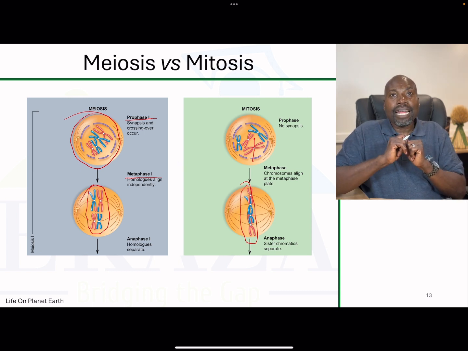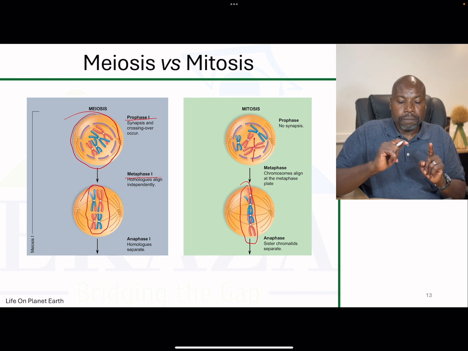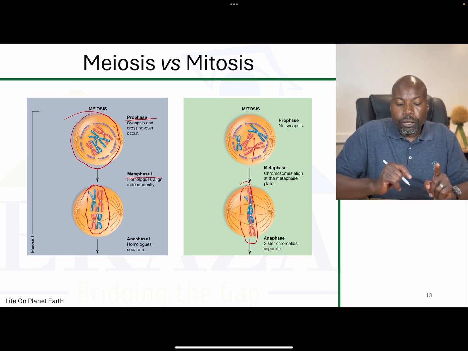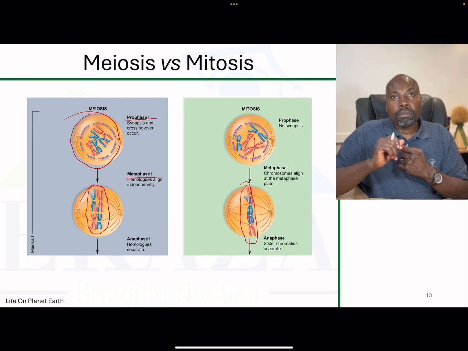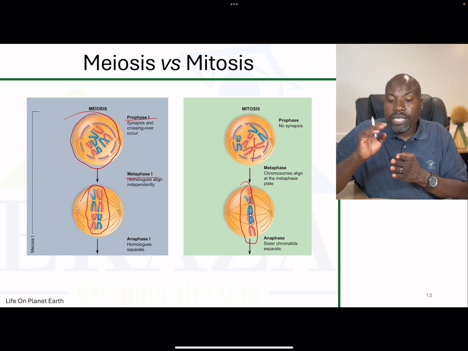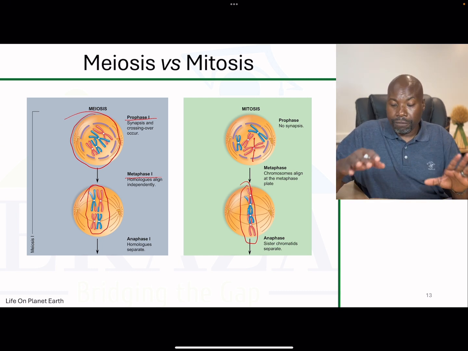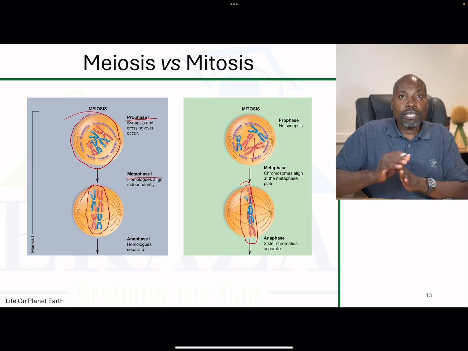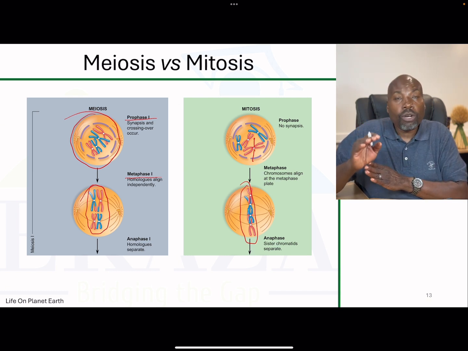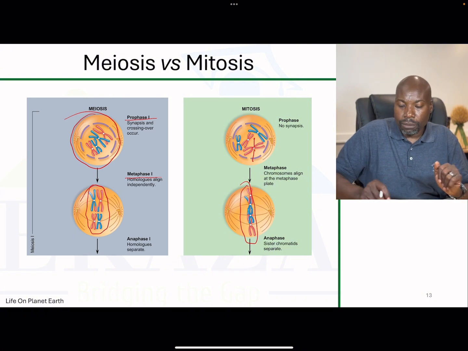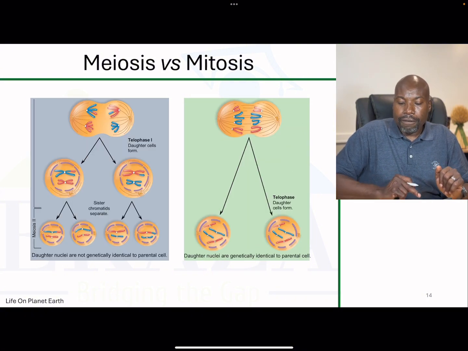The second thing that is very importantly different is that during meiosis 1, you have crossing over in prophase that you never have in mitosis. From that perspective, they are very different. In mitosis, we are focusing on sister chromatids. In meiosis 1, we are focusing on homologous chromosomes, and then we go to anaphase 1.